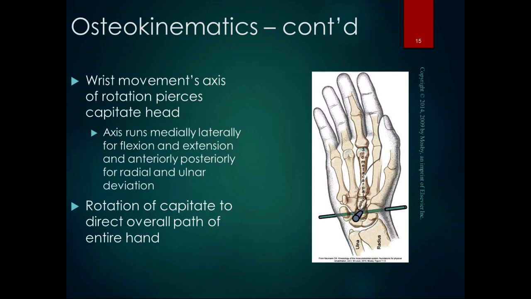Rotation of the capitate can direct the overall path of the entire hand. So again, it's not rotated within the hand, but it's rotated by the other structures in the arm, like the forearm or the shoulder.